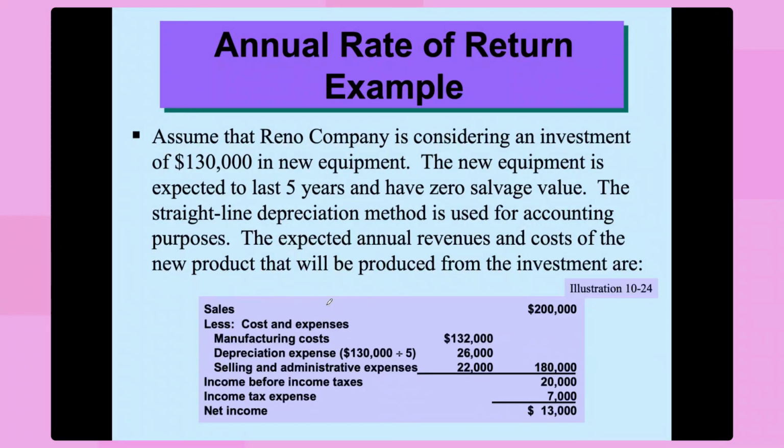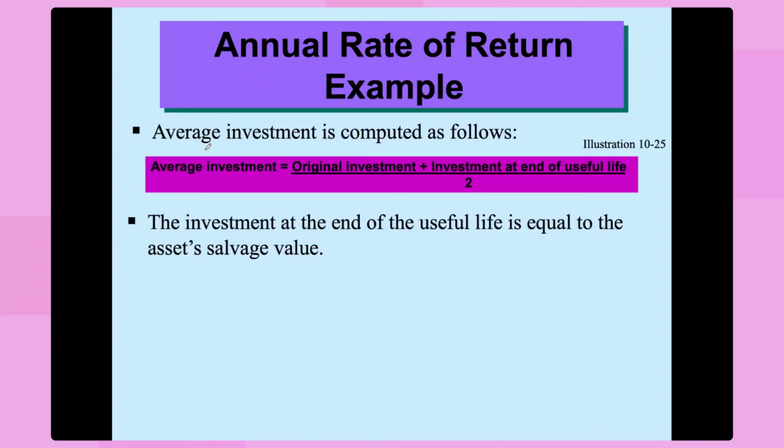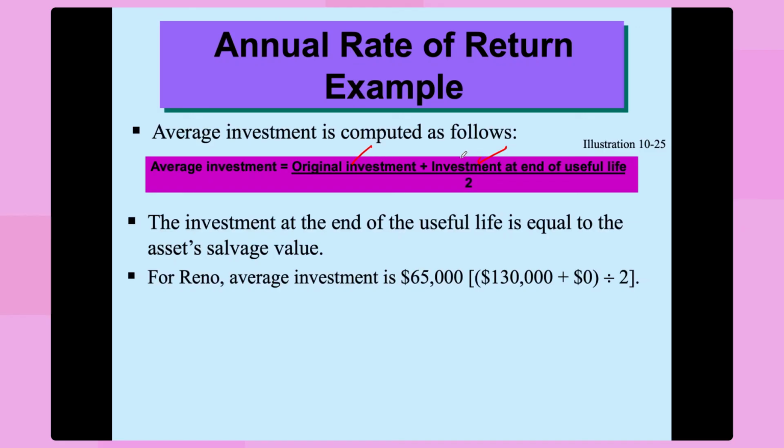For example, there's no problem computing the net income since you already know this, right? Let's say net income is 13. What is the formula again? Sales minus cost of sales minus expenses and income taxes, and you have your net income. Let's say you have 13,000 net income and 130,000 as the investment. So you need to average this one, right? Alright. So, 13,000. By the way, take note of the average investment: it should be the original investment plus the investment at the end, divided by 2. Okay? Alright. And also, the investment at the end of the useful life is equal to the asset's salvage value.